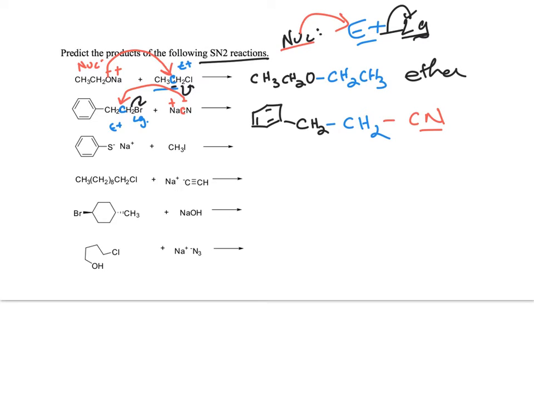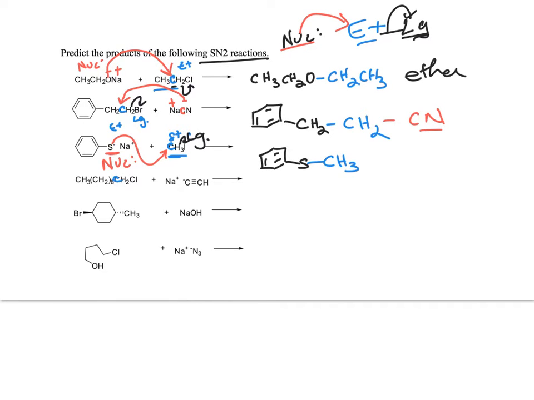Okay, the next one, your nucleophile is this negative sulfur. That's a strong nucleophile. It's a negative charge. Your electrophile is this carbon here that's bonded to this electronegative iodide, which is your leaving group. And so the nucleophile electrons will attack the positive electrophile, and the leaving group will take those electrons, and you form this new bond here, where the sulfur is bonded to your CH3. This is called a thiol ether. Sulfur and oxygen behave similarly.